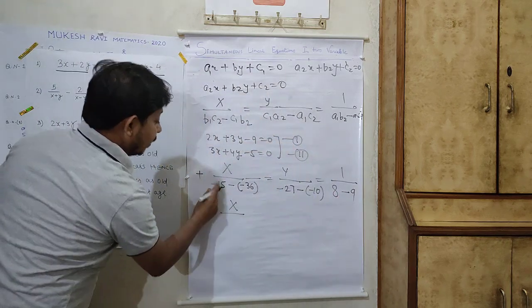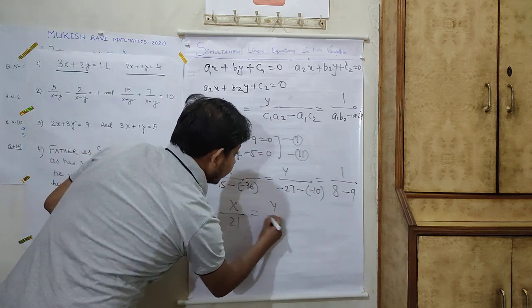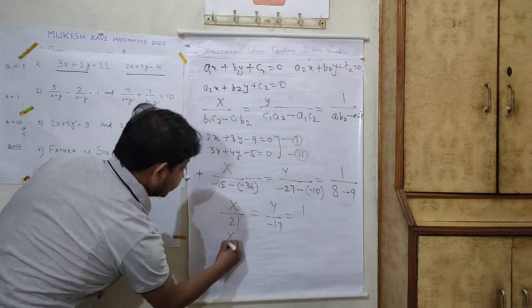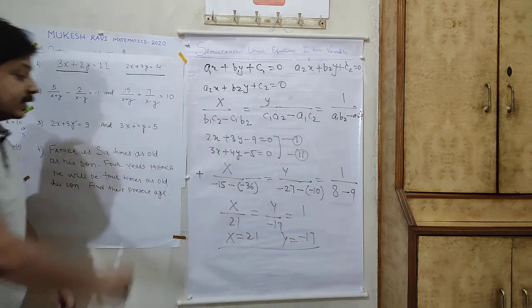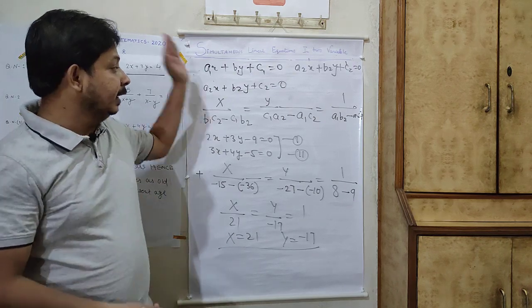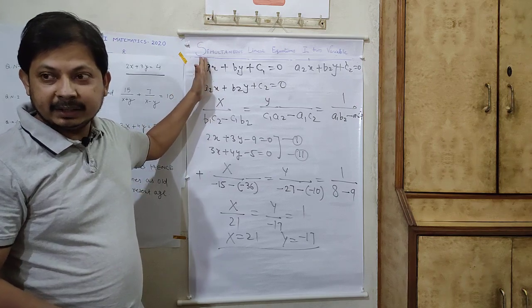Now x upon minus 15 plus 36 is 21, y upon minus 17, and 1. So x equal to 21, y equal to minus 17. This is the cross method. This is the cross method by Nitin sir, Mukesh Ravi Mathematics 2020.